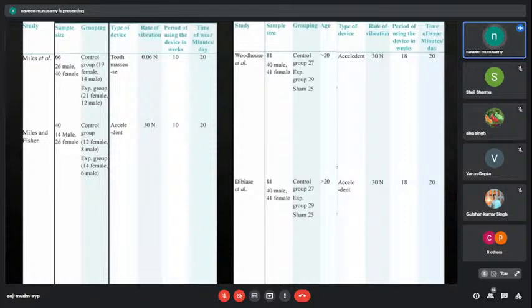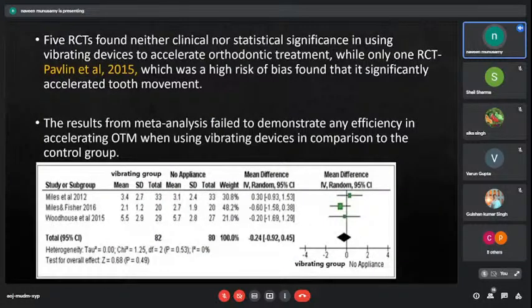In this RCT also, they observed that there is very weak evidence to show that vibratory devices have an effect on orthodontic movement. The result from the meta-analysis also showed that there is no link between accelerated orthodontic movement and vibratory devices.